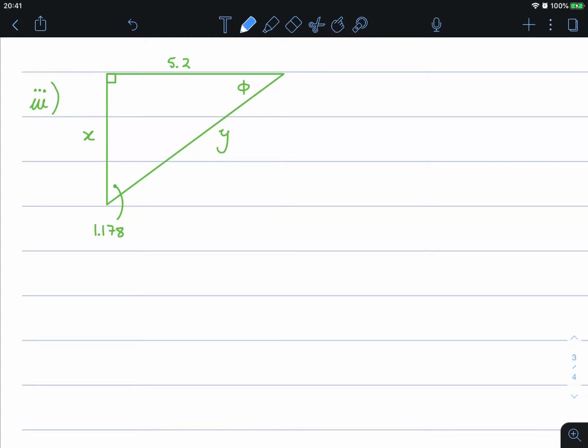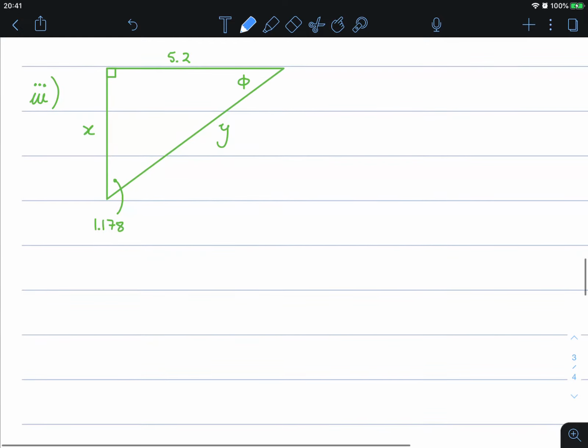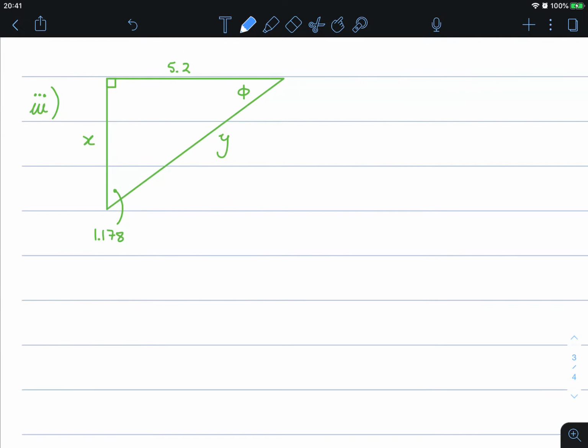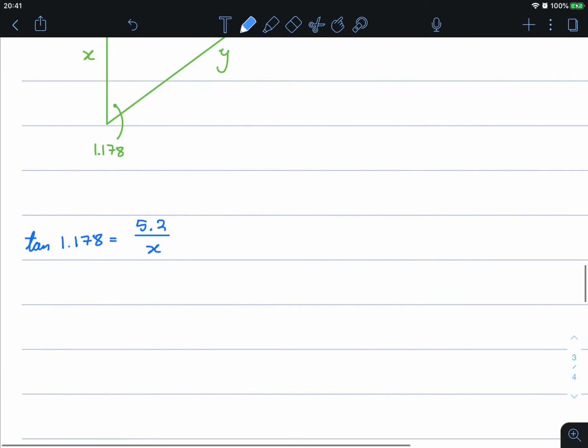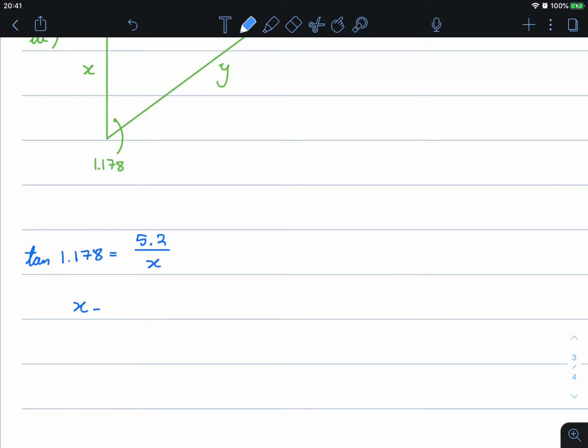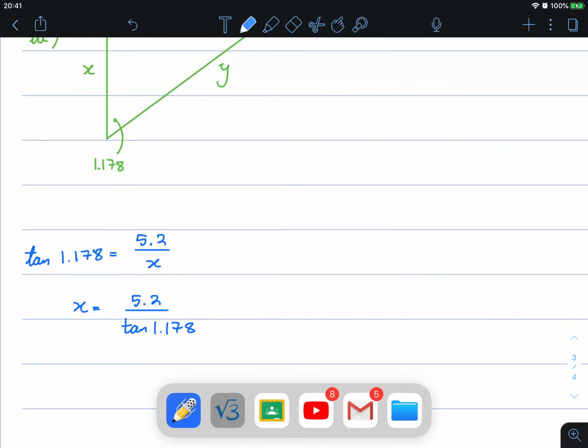Here we go. Let's solve for x first. To solve for x, we're going to utilize tan. So tan of 1.178 is equal to 5.2 over x. Solving for x in this case, x equals 5.2 over tan 1.178.